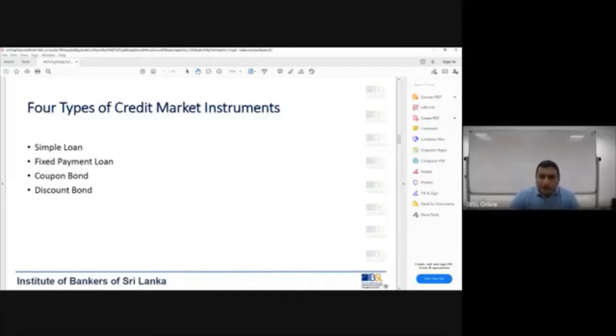Okay, so let's move on. So we have four very easily recognizable types of credit market instruments. You see simple loan, fixed payment loan, you would see coupon bond, and then you see discount bond. Discount bond, in another way, you can call it bills, right? But still you can call it discount bond because those are priced in a way that is discounted basically. So we'll come to that in detail, but these are the four types of credit market instruments that you are generally familiar with and you will come across in any financial market.